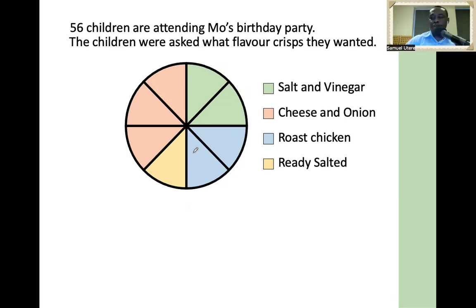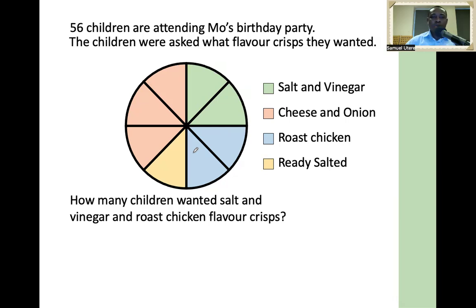Okay, let's do some learning using this. How many children wanted salt and vinegar and roast chicken flavor crepes? Well, salt and vinegar, you can see here, we have 8 equal parts. So salt and vinegar, the proportion is 2/8. Okay, 2 out of 8. So we'll do 2/8 of 56 because we know the total number of children. That will give us those who had salt and vinegar, and that is 14.